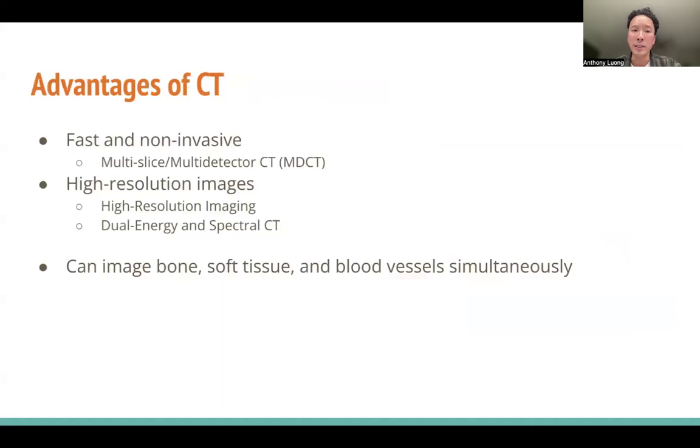Some advantages of a CT are that it is fast and non-invasive, and underneath that is multi-slice or multi-detector CT, or MDCT, as well as high resolution imaging. With high resolution imaging, there are improvements in spatial resolution, which allow better visualization of small anatomical structures, which is very crucial in areas like pulmonary imaging, cardiac scans, and lastly, neuroimaging. And you can definitely see bone, soft tissue, and blood vessels all simultaneously within a CT scan slice or image.